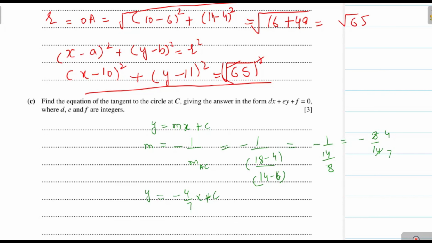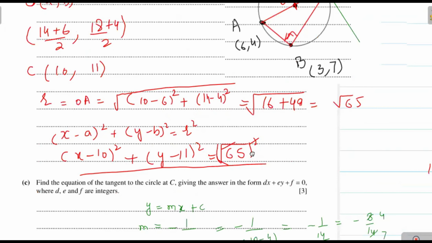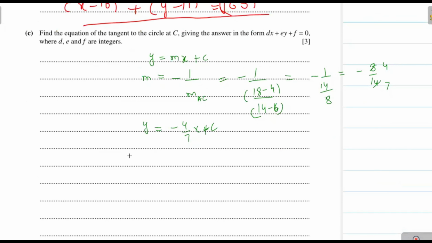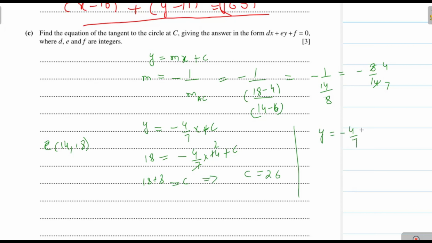And this tangent line passes through the point (14, 18). Therefore, we write here the equation of the line passing through point C, (14, 18). The y value will be 18 equal to minus 4 over 7 into 14 plus c. We can write this as minus 8, so 18 plus 8 equal to c, and c will be equal to 26. Therefore, this equation becomes y equal to minus 4 over 7 x plus 26.